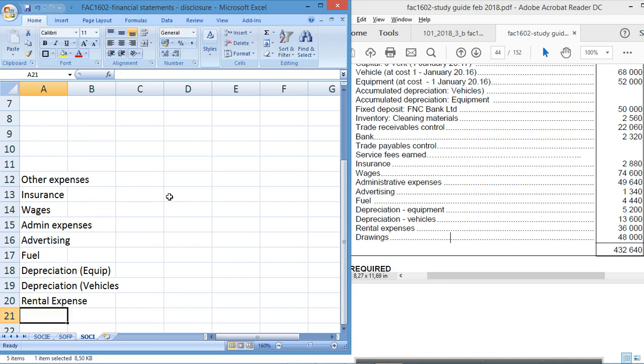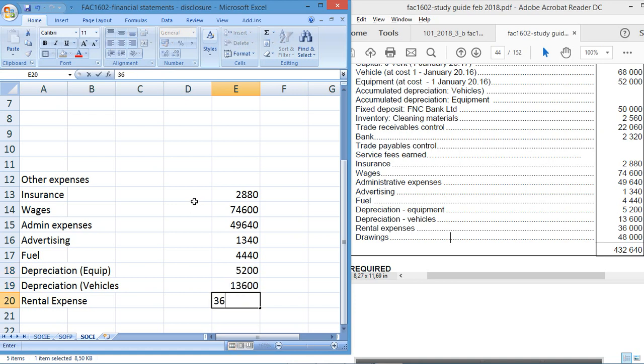Okay, and great. Now we just need to put the amounts in as is, which could change depending. So you put them in as a bracket next to it. I'm just going to write them in the column and update it if we need to do any adjustments. 2880, 74,600, 49,640, 1340, 4440, 52, 13,600 and 36,000. That will be a bracket over here, but I'll just update these if we need to change it. Okay, so that's good.